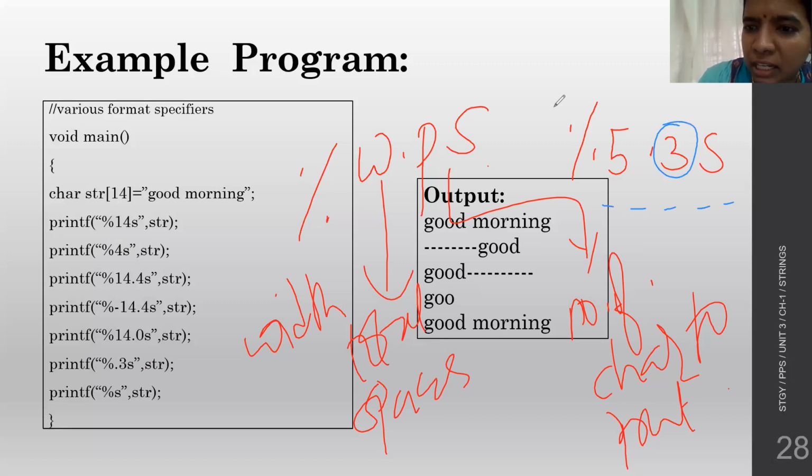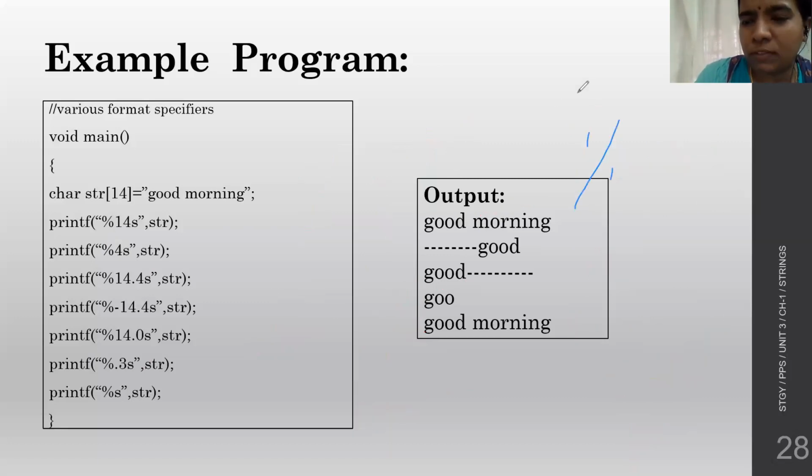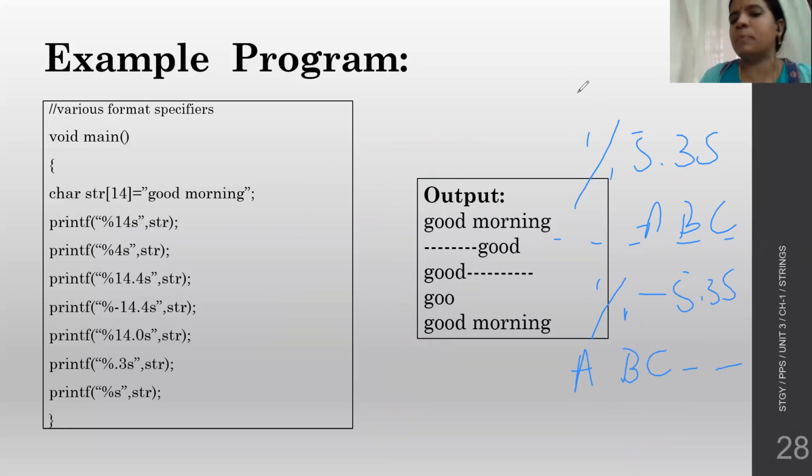Suppose the 3 characters are ABC, then the answer will be like this, ABC. So suppose the string is ABC and I want to print percentile 5.3s, it will be right justified, with spaces before ABC. But suppose I write percentile minus 5.3s, then the answer would be first ABC, then followed by spaces. That's the difference between left justification and right justification. If you get a minus symbol before, then it will be left justified.